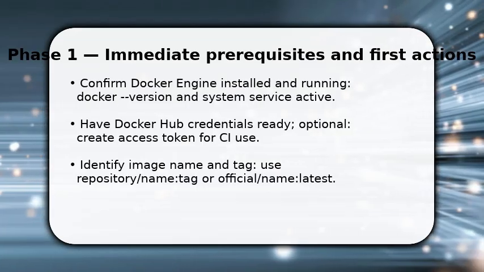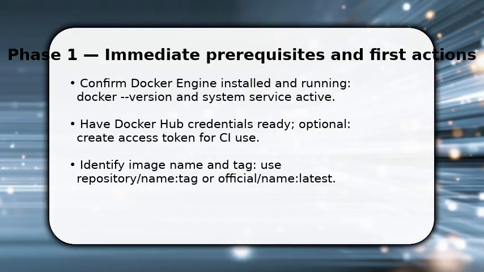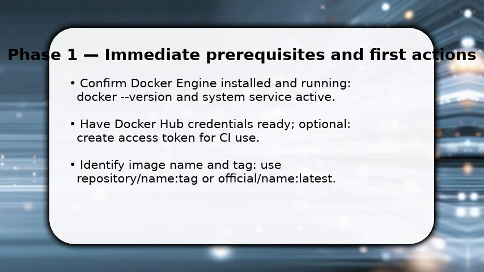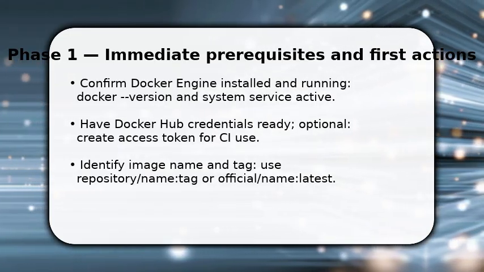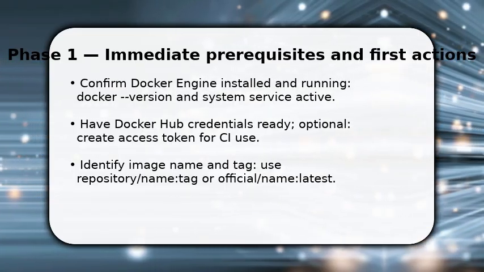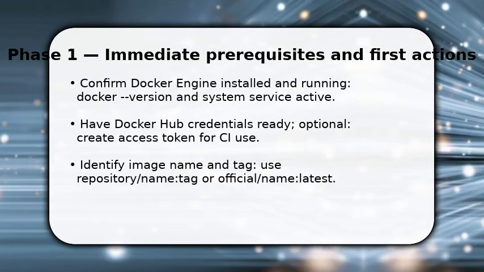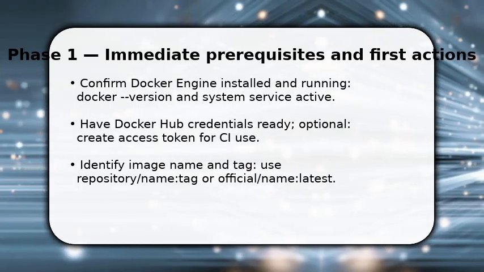You start by checking essentials and logging in. Make sure Docker engine is running. Run docker version to verify. Once done, authenticate to Docker Hub with docker login, entering your username and password or access token. This step creates credentials Docker uses for pulls, so don't skip it. If you'll script this, prefer an access token instead of a password for security.